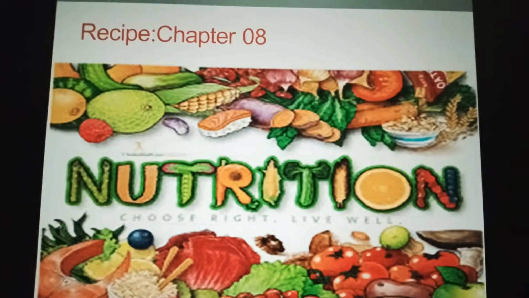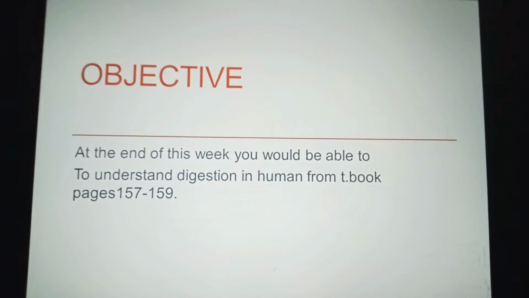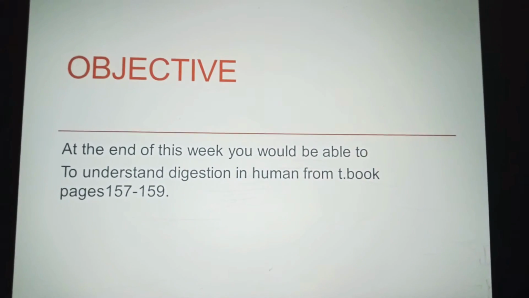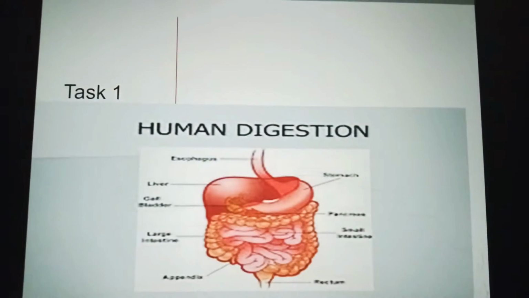The chapter is number 8, Nutrition, and the objective is that at the end of this week you would be able to understand about digestion in humans from textbook pages 157 to 159.